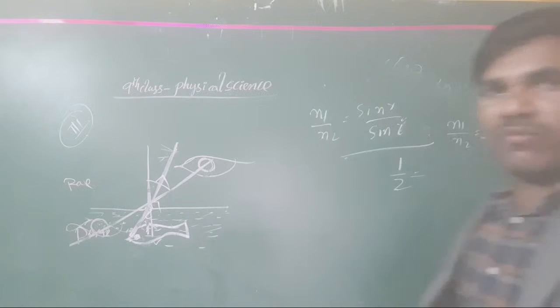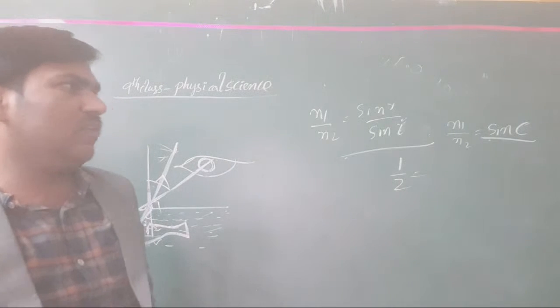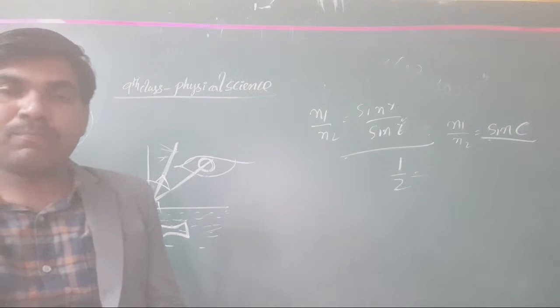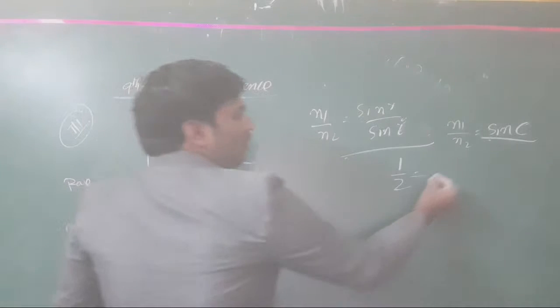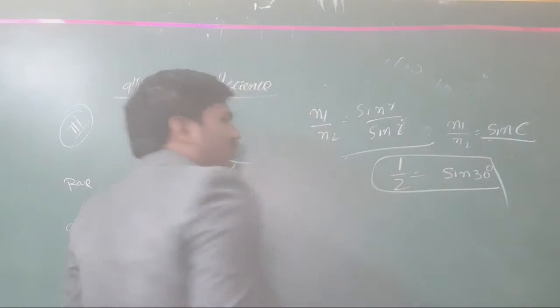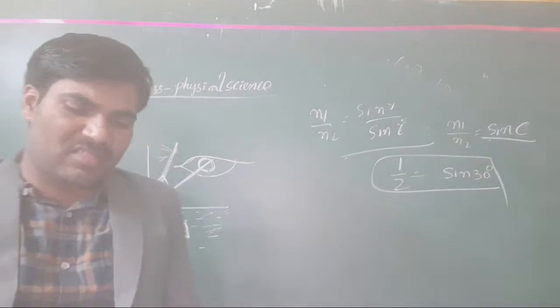Clear or not, all of you? That is the formula. From this formula, 1 by 2 is equal to sin C, which means the critical angle is 30 degrees. Why? Because sin 30 is equal to 1 by 2. So the answer is C.